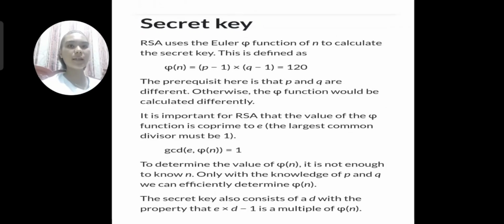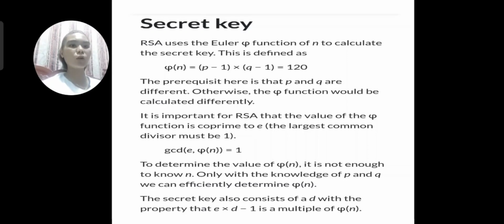Secret key. RSA uses the Euler function of n to calculate the secret key. This is defined as phi(n) equals (P minus 1) times (Q minus 1), which is equal to 120. The prerequisite here is that P and Q are different. Otherwise, the Euler function would be calculated differently. It is important for RSA that the value of the Euler function is coprime to e. The greatest common divisor must be 1: GCD(e, phi(n)) equals 1.